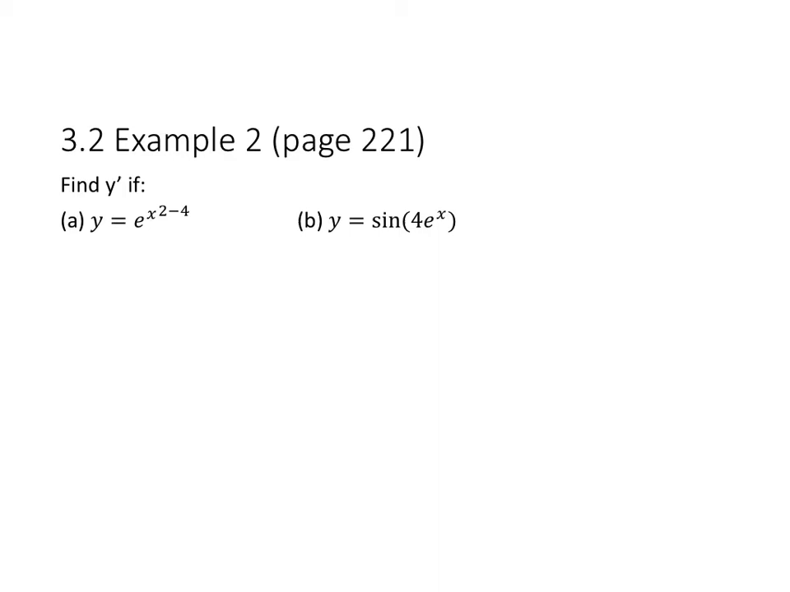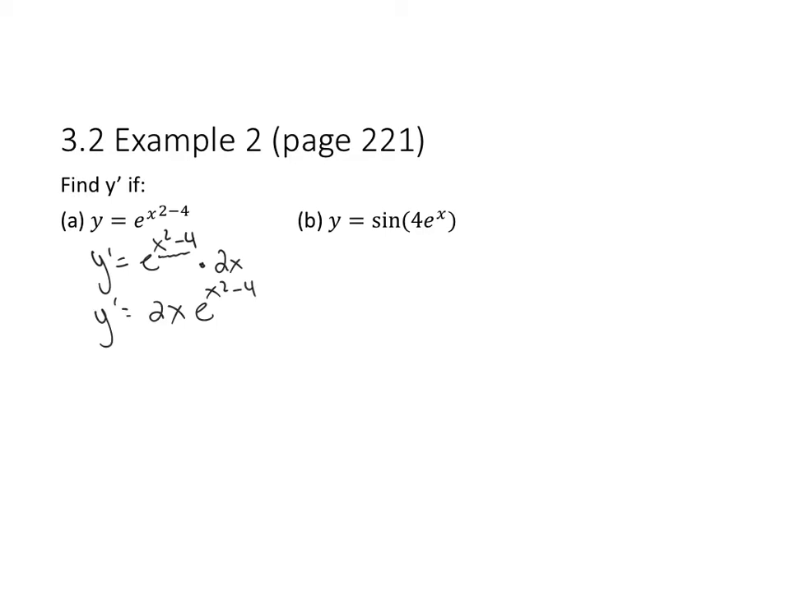Alright, let's take a look at example 2 on page 221. Here we have the function y equals e to the x squared minus 4. So the first question is, what's the parent? Hopefully you think the e part is the parent. So I'm going to first take the derivative of the e, and hopefully you remember that that's just itself, e to the x squared minus 4. Now I times it by the baby, that's the x squared minus 4, which is 2x for my derivative. So overall my derivative becomes 2x e to the x squared minus 4.